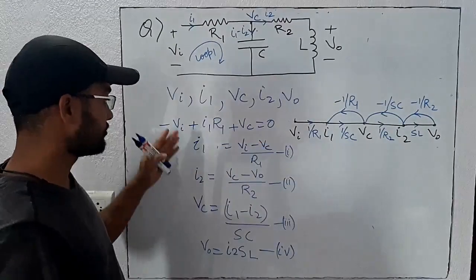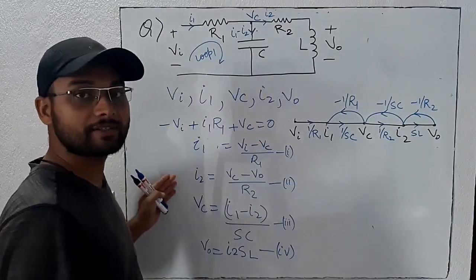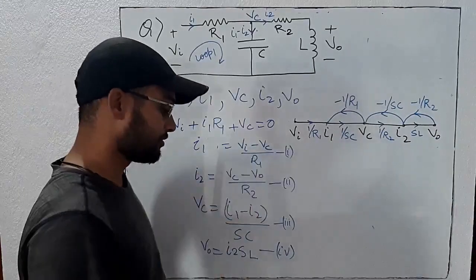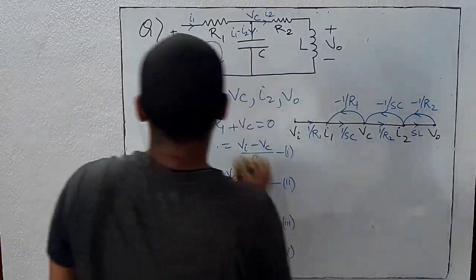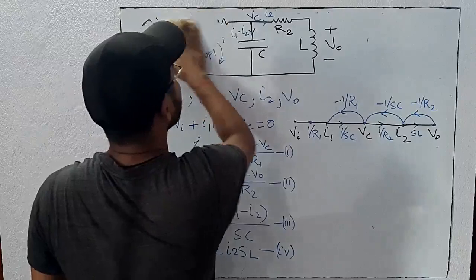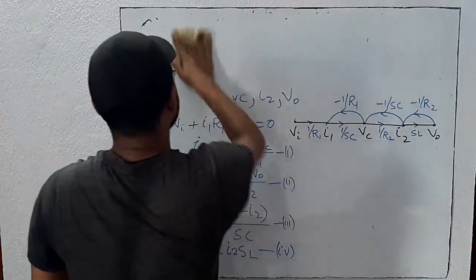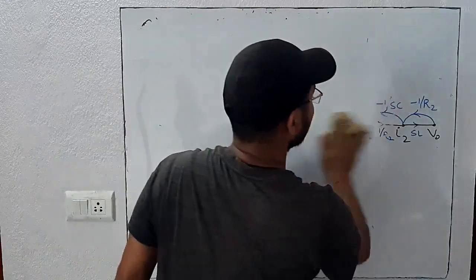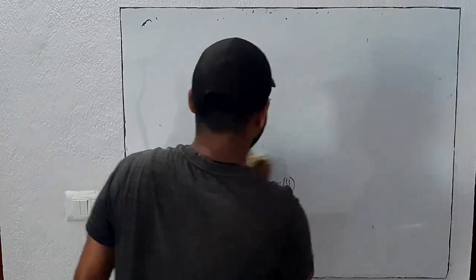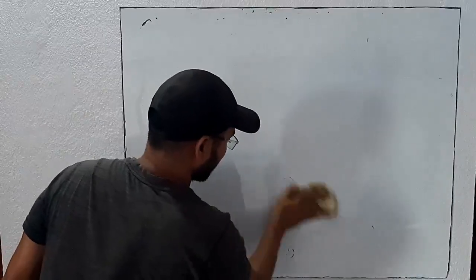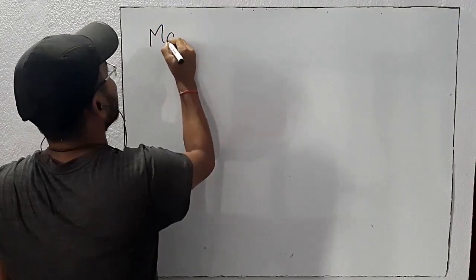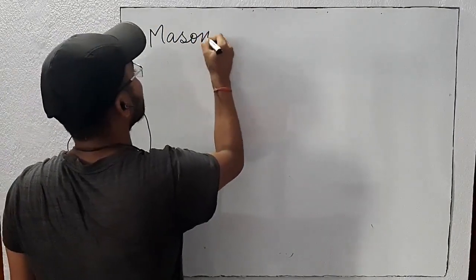So we have represented this electrical system into this signal flow graph. First of all, we found all the equations and we have represented all these equations in the signal flow graph. So next we will study the formula to find the transfer function from the signal flow graph. So now we will study the Mason formula. This is a very important formula for finding the transfer function from a signal flow graph.